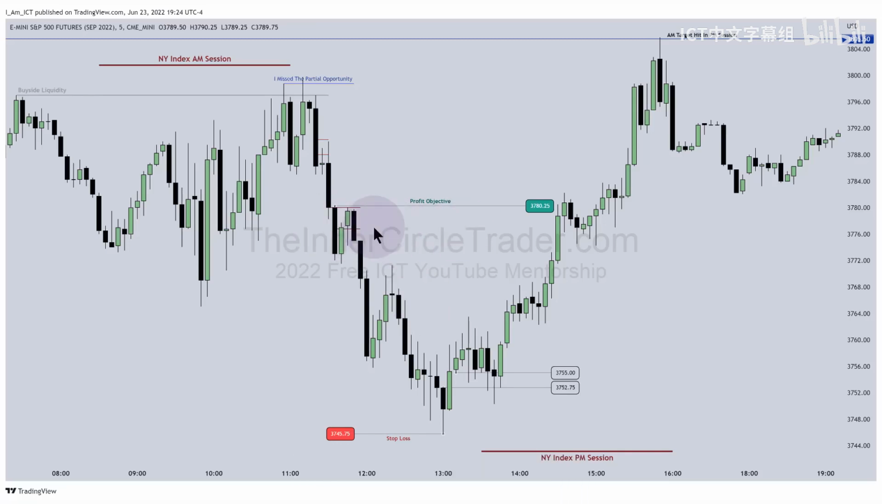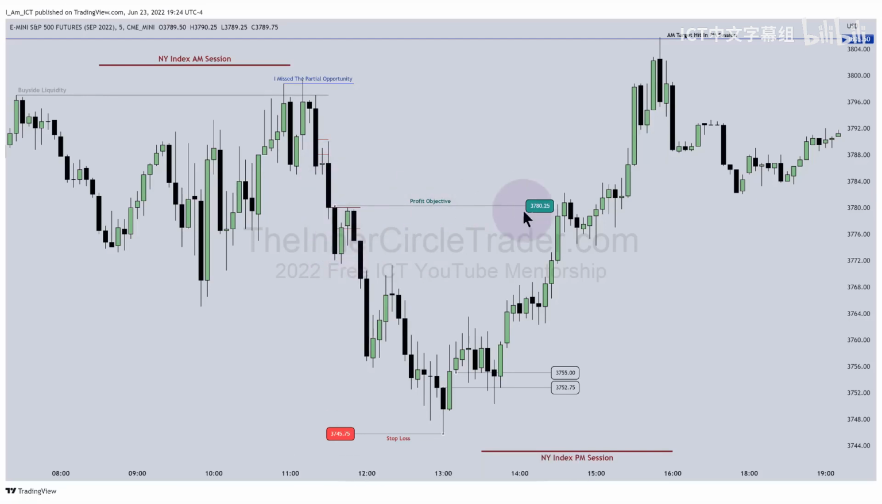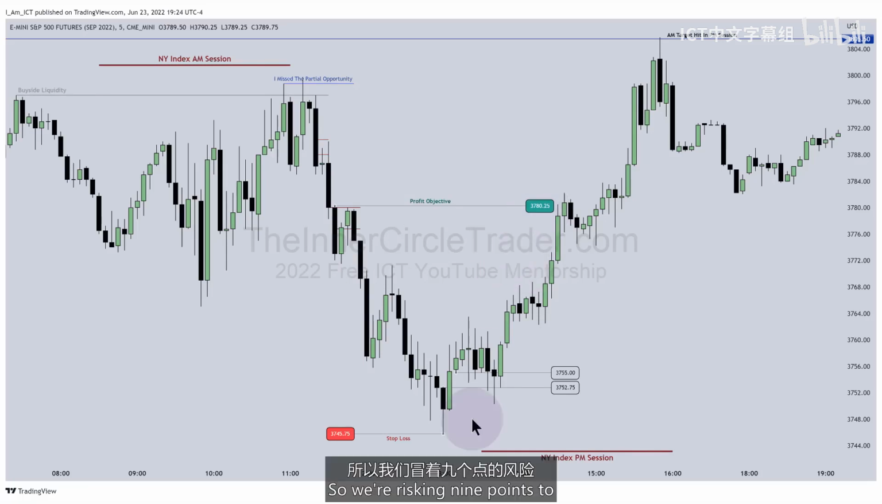You should do it for yourself. But then we have this imbalance here. So the first low-hanging fruit objective would be this candle's high. That's 37.80 1/4. So we're looking at about 25.5 handles of potential points profit per contract. So we're risking 9 points to make 25.5. Not bad. It's better than 2.5 R. So you're going to risk $1 to make $2.50 basically.